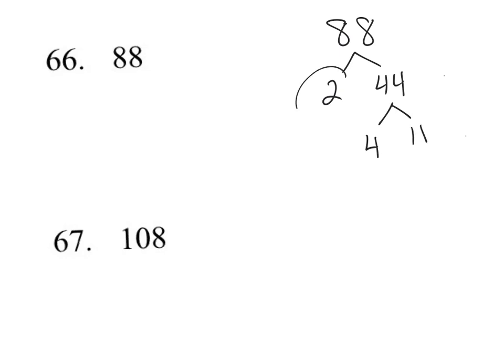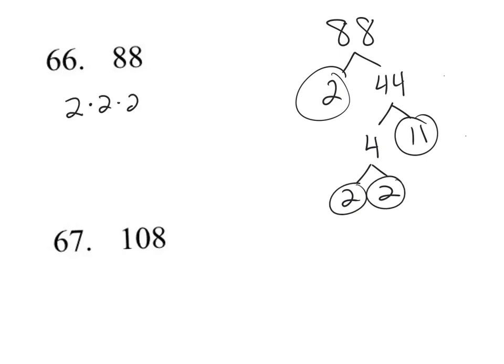Okay, for questions 66 and 67, they asked you for the prime factorization of 88 and 108. So we can use our prime factorization tree for 88. We could say 2 and 44. We can break 44 down into 4 and 11, and 2's prime, 11's prime. 4 can be broken down into 2 and 2. So I would write this as 2 times 2 times 2 times 11, which can be written as an equivalent expression, 2 to the third power times 11, because I have 3 of these. That's why it's to the third power.